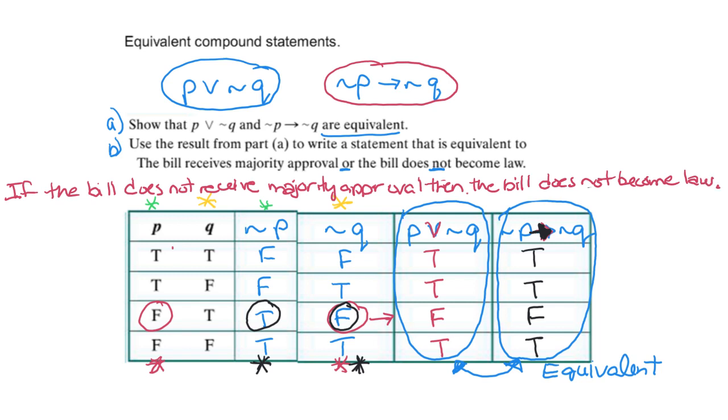All right, so those are equivalent statements. If the bill does not receive majority approval, then the bill does not become law, is the same as the original statement, the bill receives majority approval or the bill does not become law, since they're equivalent statements.